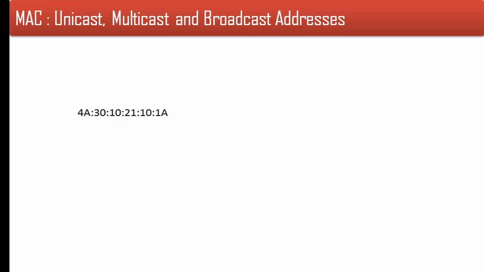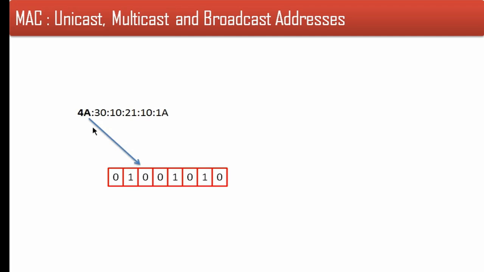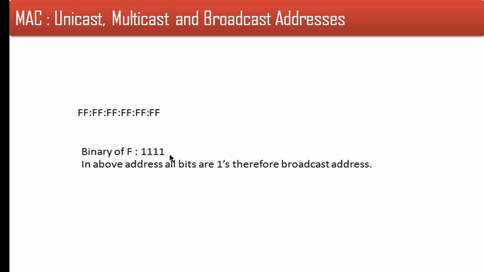So let's have an example. Let's say we have a MAC address. So this is the MAC address. What we will do is convert the first byte into binary format. We got this binary representation for 4A, and you can see the least significant bit of 4A is 0. So in that case we can say this is a unicast address.